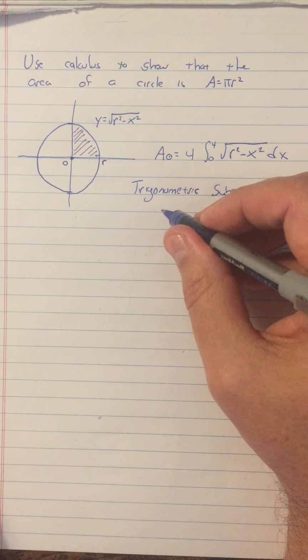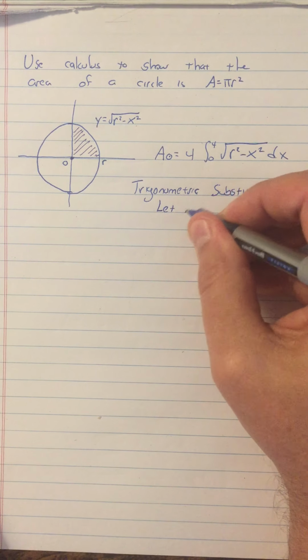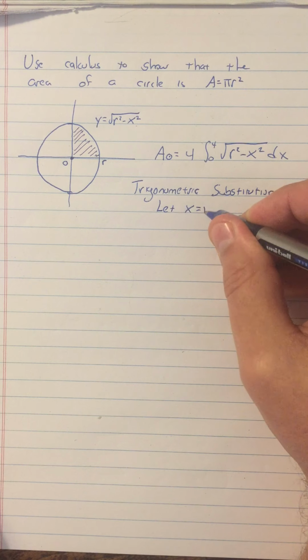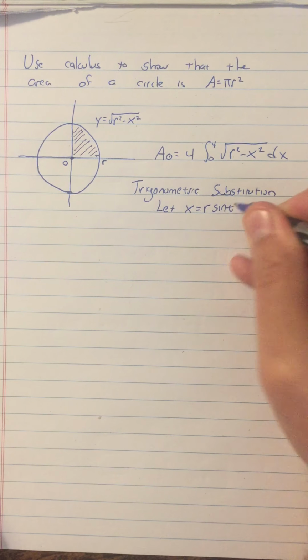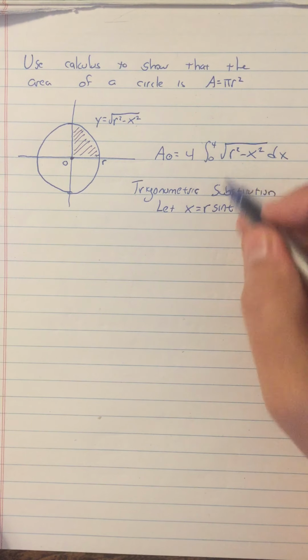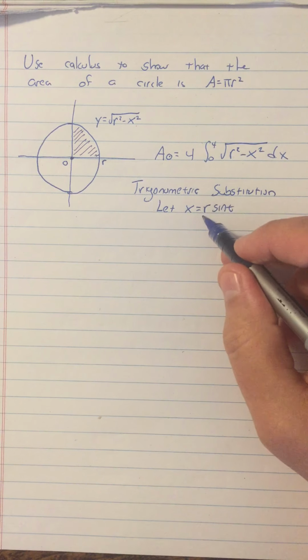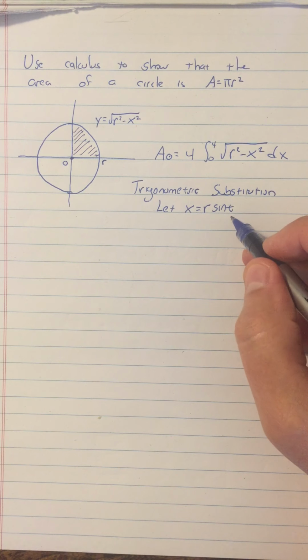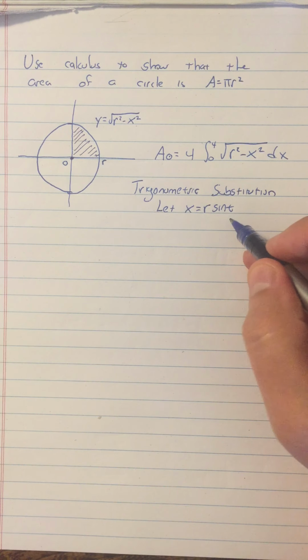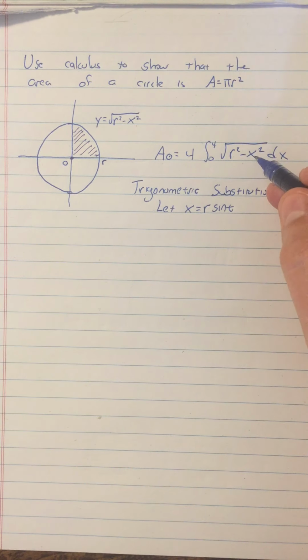So what we do is we say, let x equal r sine of t. So r, remember, is just a constant. If you had 4 here, we'd put 2 sine of t, because this is r squared. All right, so r is just a constant. So we're really inventing the variable t, and we're going to substitute that in for the x squared here.